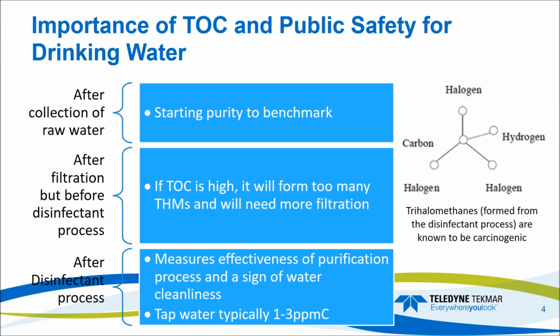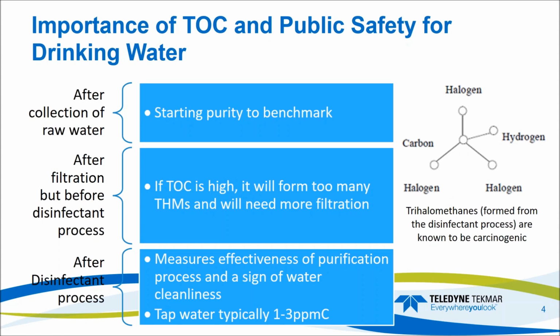The raw water is then filtered and tested again for TOC content to verify it is not too high, since carbon in the water, when disinfected with a halogen like chlorine, which is the most common disinfectant process, chlorination, will form trihalomethanes, which are these type of compounds. The problem with these compounds is they are known to be carcinogenic. Therefore, they are a public safety concern.